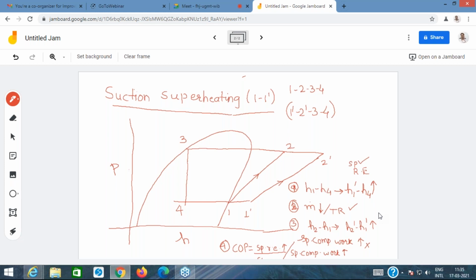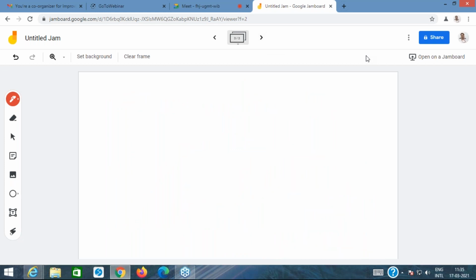Whether the suction superheating has to be designed or whether it happens in the suction line also matters. What I mean to say is, let us just recollect the schematic which we were discussing earlier. You know that there are two heat exchangers. One is the condenser and the other is the evaporator. The suction superheating can happen within the evaporator. If it happens within the evaporator, then the refrigerating effect will increase.